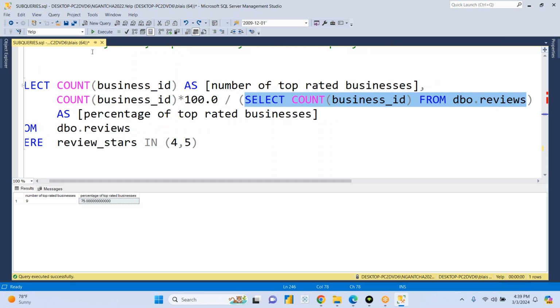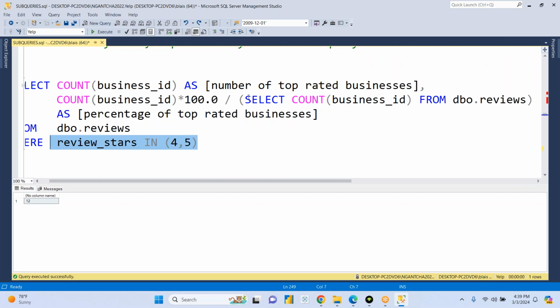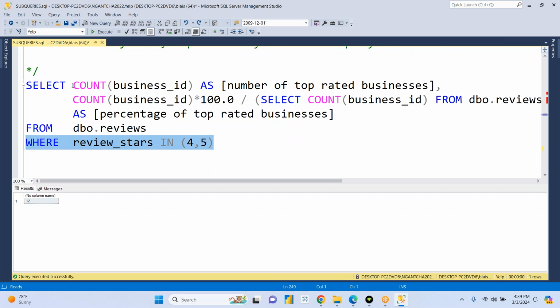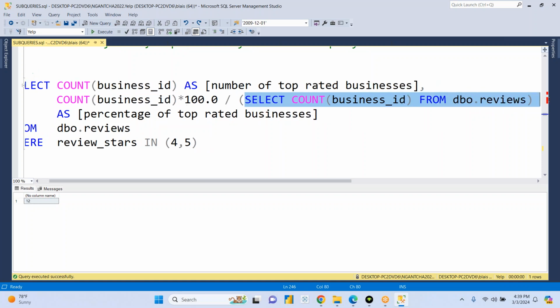So this runs on a separate query and gives this. Please take note, this condition does not impact this. This is a subquery. It runs independent of the parent query. This one right here is part of the parent query. This count is part of the parent query. This count is from the parent query. This count is the subquery.